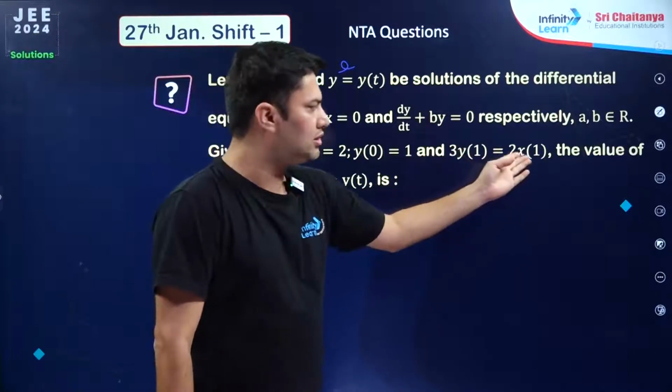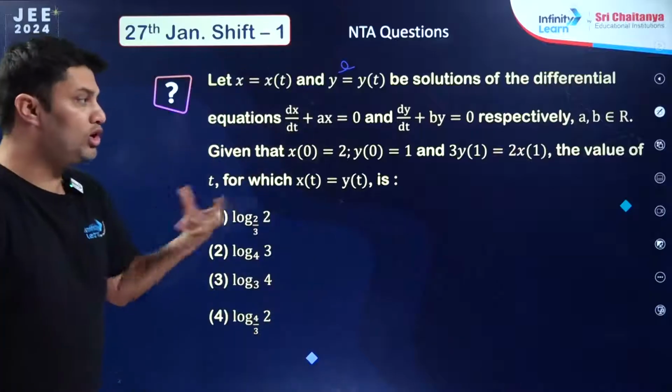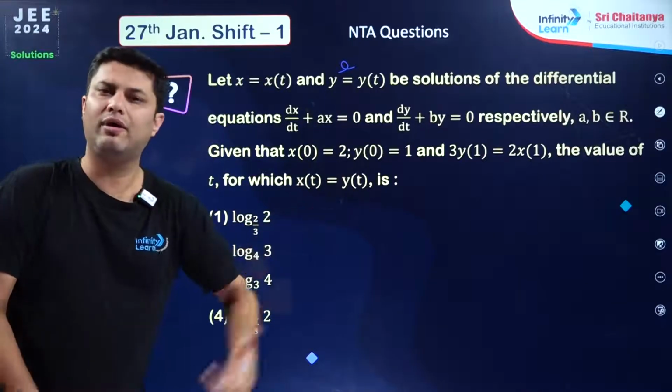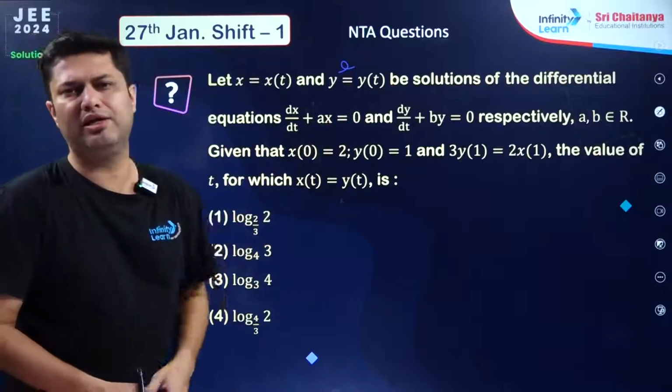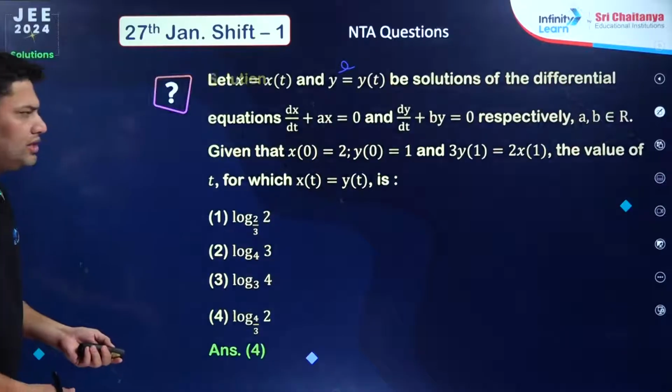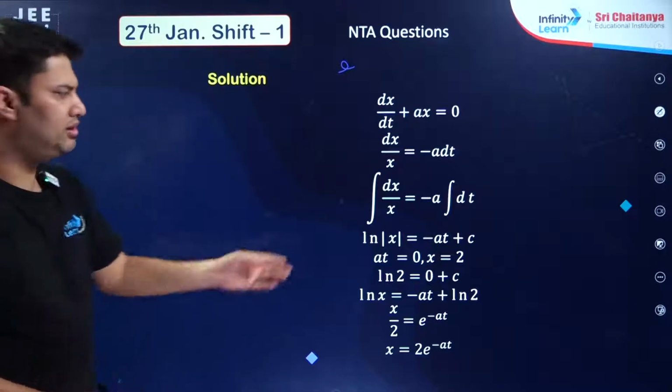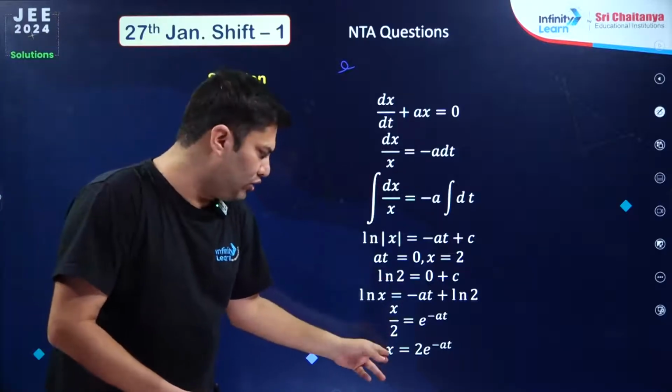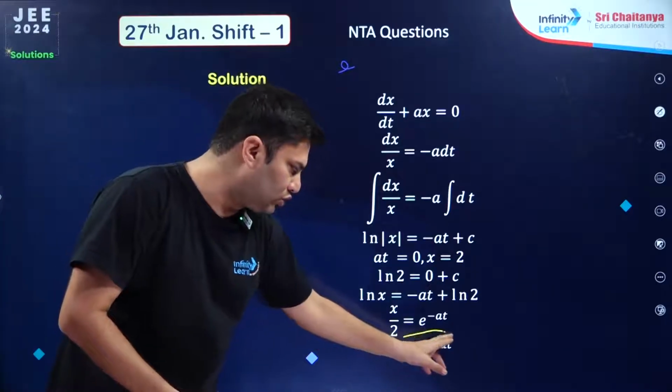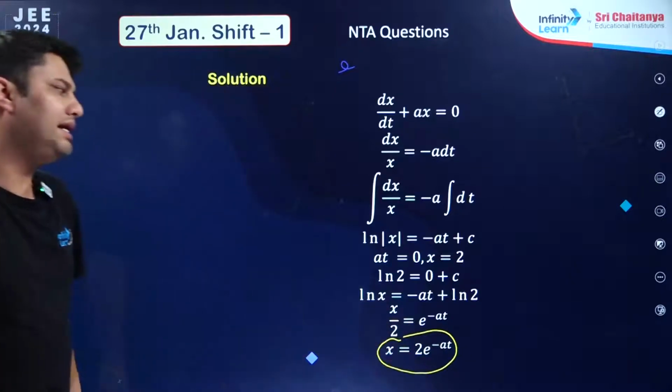Thrice of y1 is twice of x1. You need to find the value of t for which these two are equal. I think this is a very simple differential equation, variable separable, so you can easily solve it. See, the differential equation you solved, and finally you got the answer as x equals 2e to the power minus at.